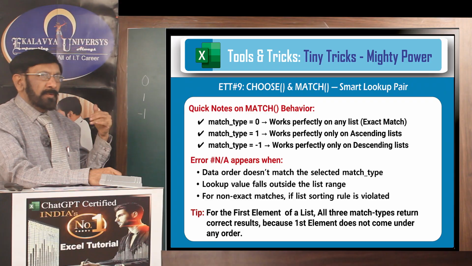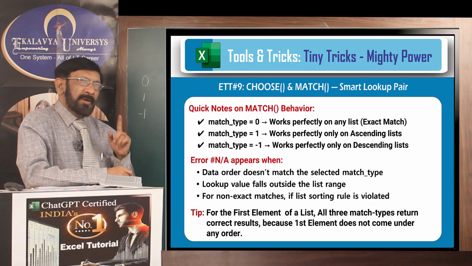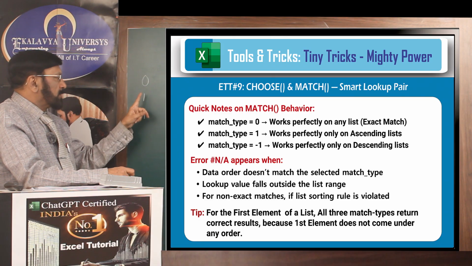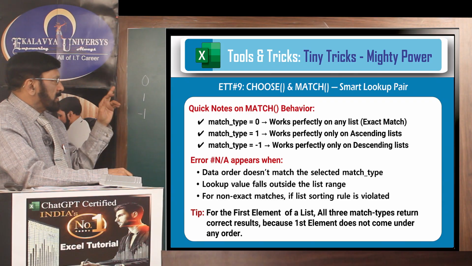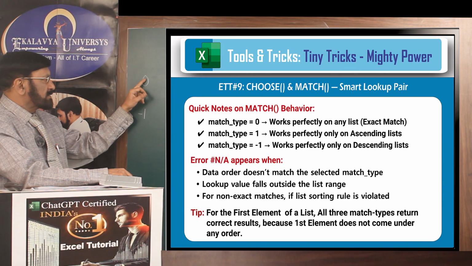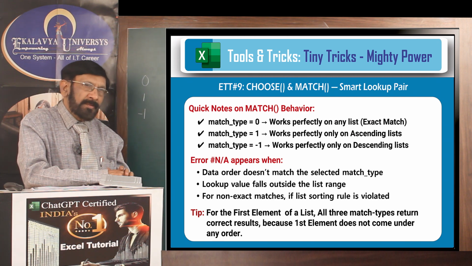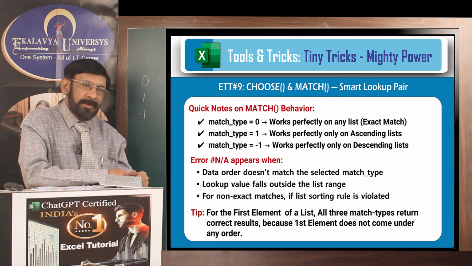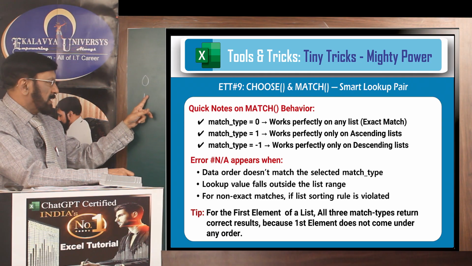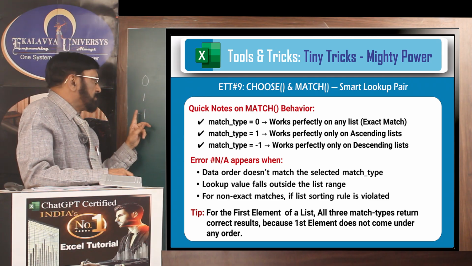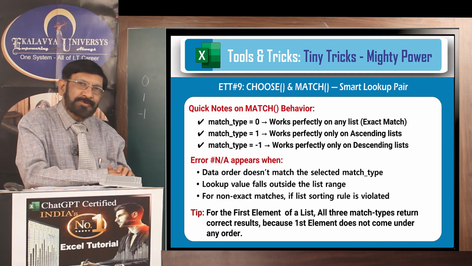Okay. Now, a few more combinations we consider. For an ascending list, 0 as well as 1 are appropriate. Either 0 or 1, no error will come. As far as descending lists are concerned, 0 and -1 are appropriate. No error will come. But where is the scope of error? For a descending list, if you use 1 as the match type, or for an ascending list, if you use -1 as the match type, then it leads to error.